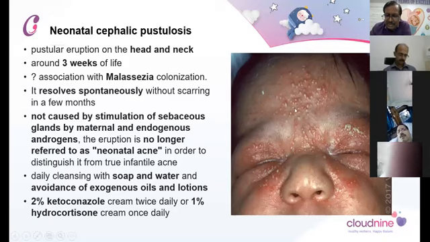You can just clean this one with soap and water, and you ask parents to avoid exogenous oils and lotions. Otherwise, it may block the sweat gland. Sometimes if parents keep coming and if it is very extensive, you can consider 1% hydrocortisone cream or 2% ketoconazole cream. Usually it takes a few months to disappear. And if it is still there, then you can ask for a dermatology opinion.